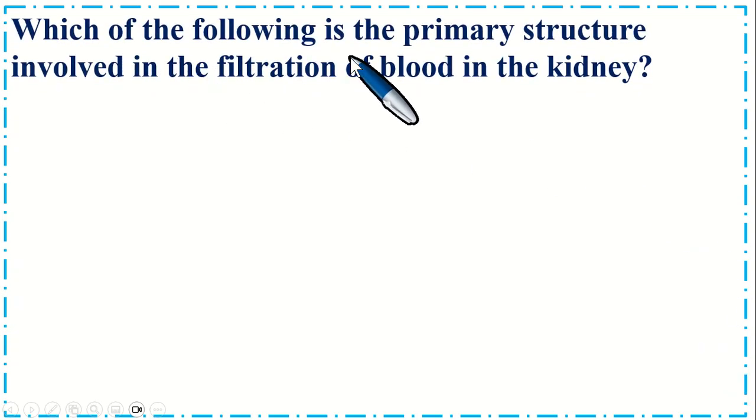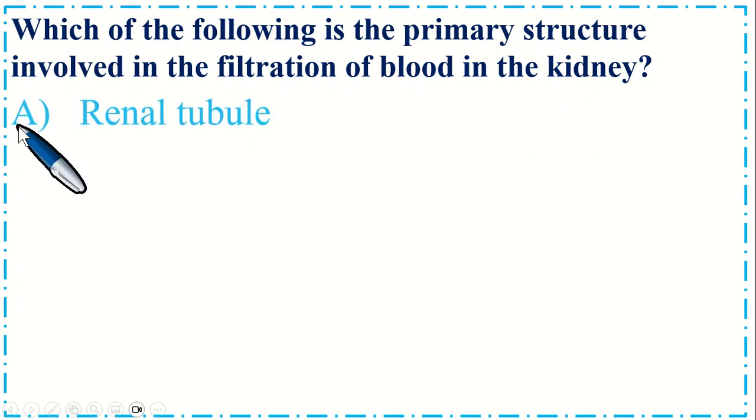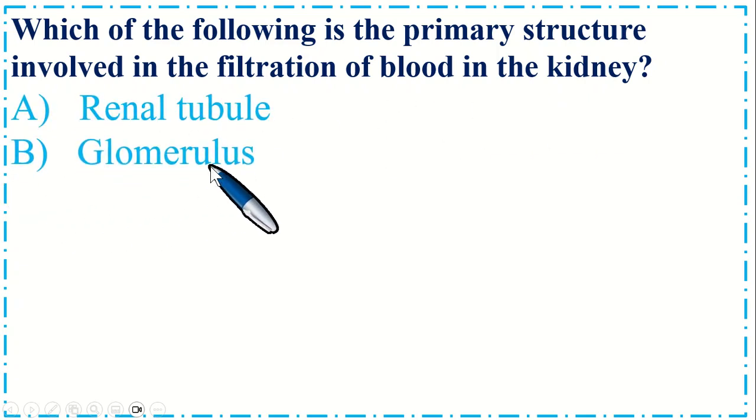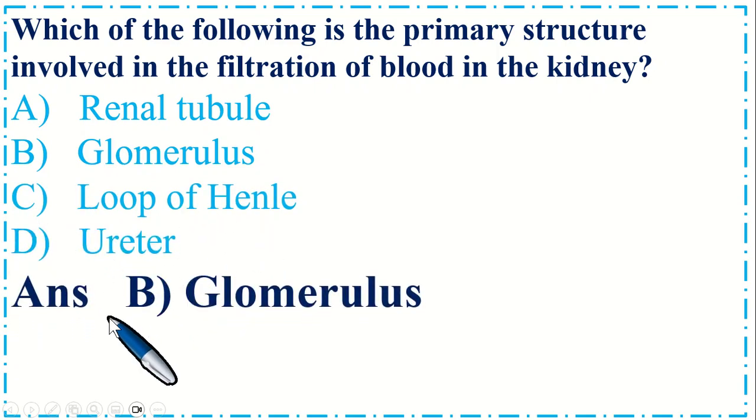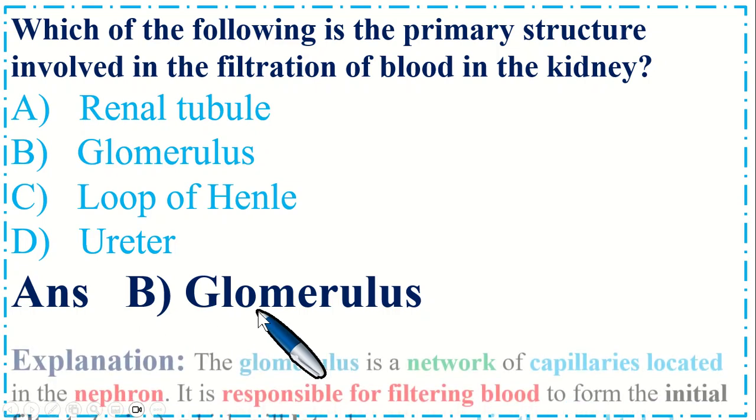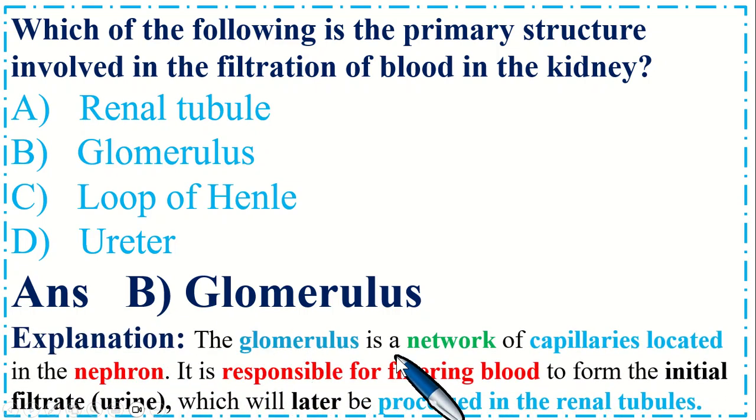Which of the following is the primary structure involved in the filtration of blood in the kidney? Option A renal tubule, B glomerulus, C loop of Henle, and option D ureter. So the correct option is B glomerulus. Explanation: the glomerulus is a network of capillaries located in the nephron. It is responsible for filtering blood to form the initial filtrate in the form of urine, which will later be processed in the renal tubules.